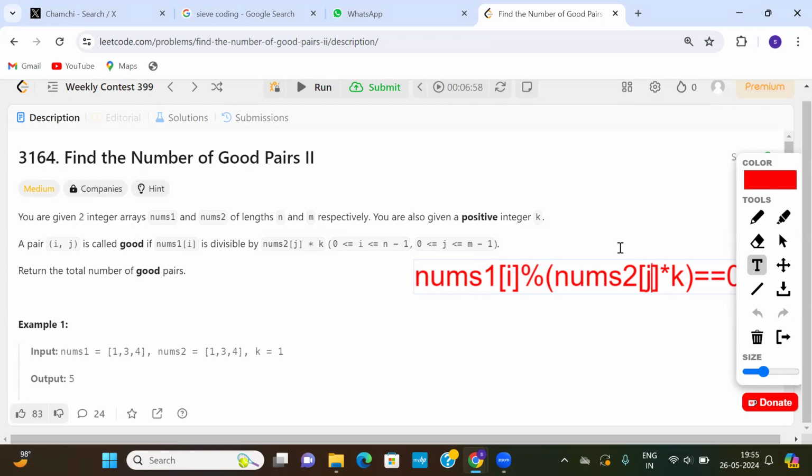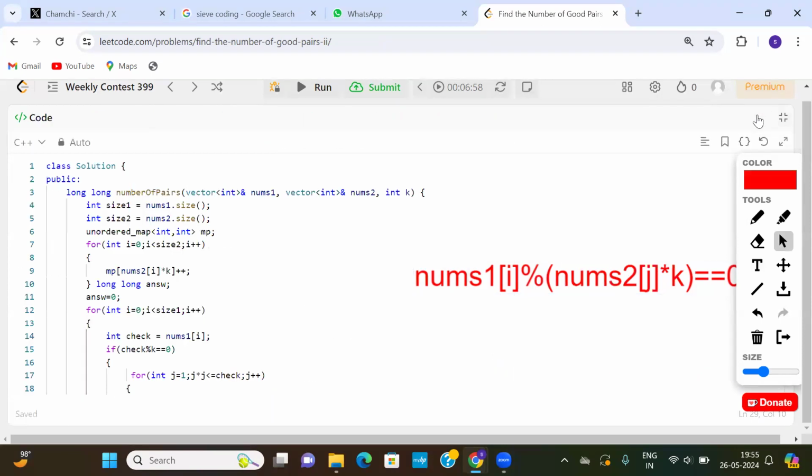With the help of the code, it will be very clear to you all. So let us have a look at the code first of all. Let me raise it up. See, what we did is, first of all, we computed the size of nums1 and the size of nums2. We use an unordered_map of int, int called mp. I have stored the modified elements of nums2 in my map. How have I modified the elements? By multiplying them by k. So mp at nums2 at index i multiplied by k plus plus. I have maintained one map for that, and one answer variable for storing the answer.